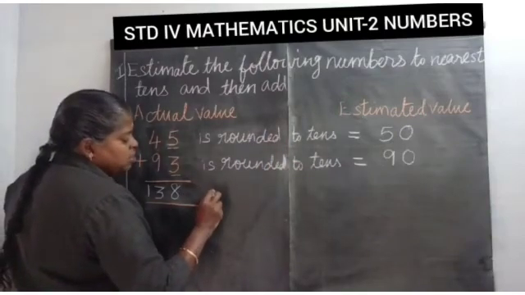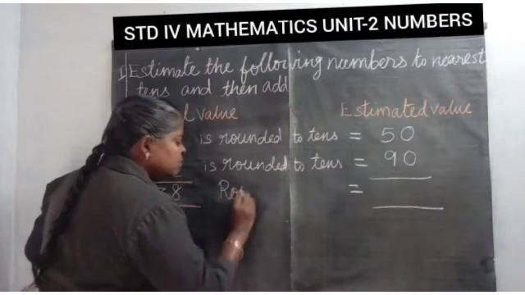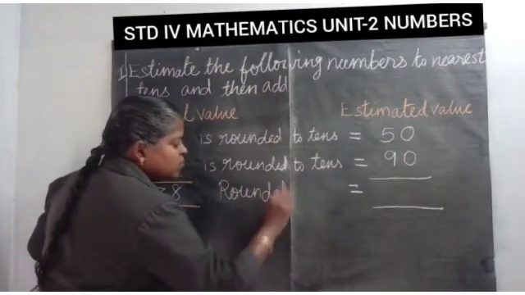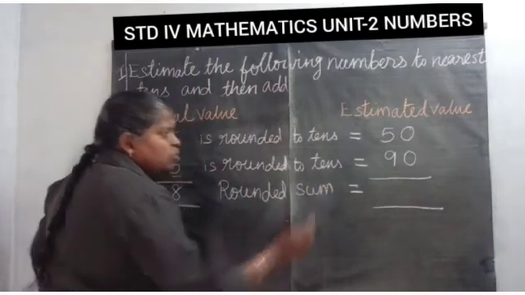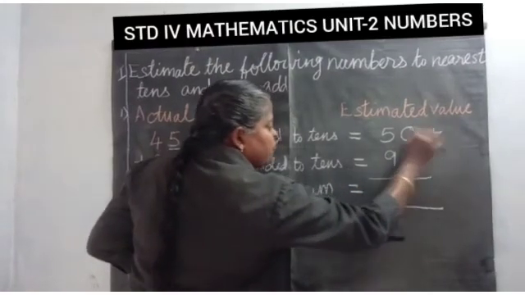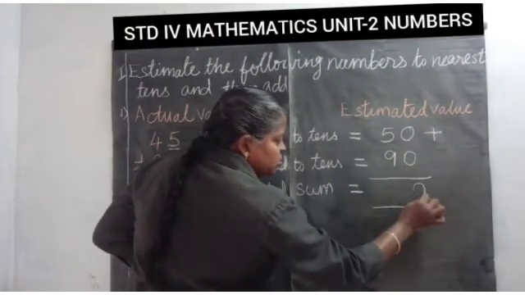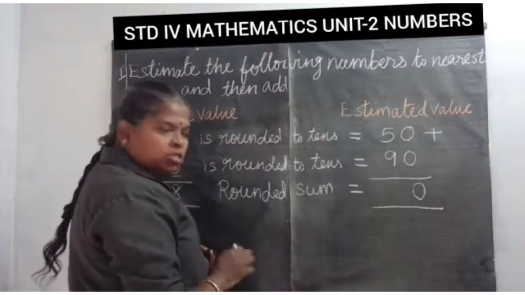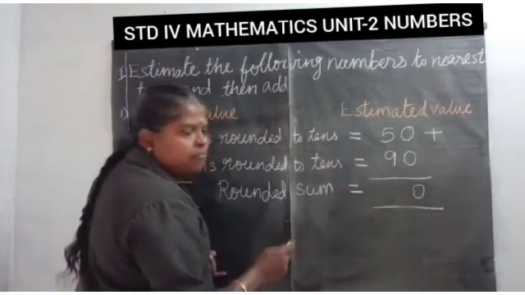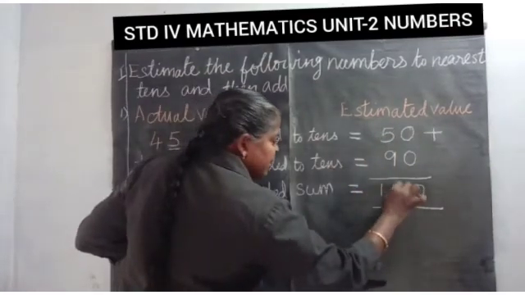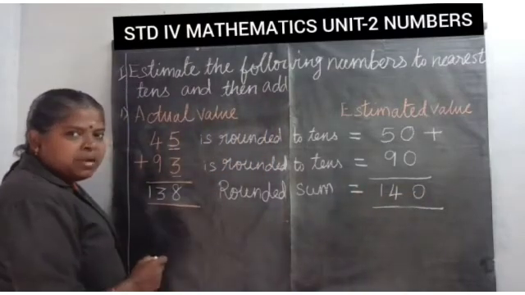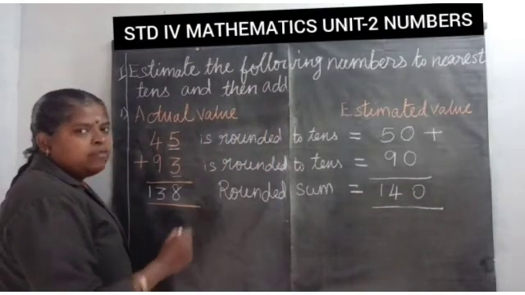138 rounded sum equal to 50 plus 90. 0 plus 0, 0. 5 plus 9, 14. So the estimated sum is 140.